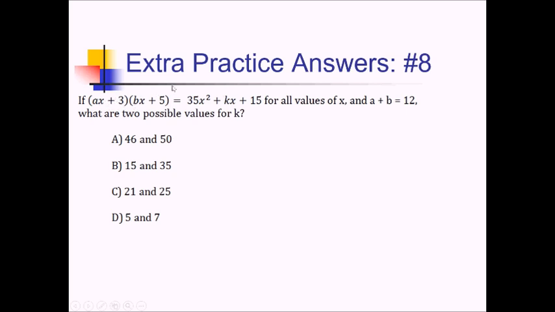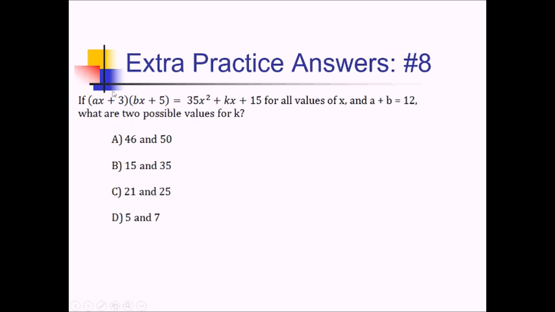My strategy here is I want to make the left side look like the right side of this equation. If I can do that, then whatever my coefficient of x is, that's going to be equivalent to this k that they've written over here on the right. So let me multiply out the left side by distributing, so basically foiling: first, outer, inner, last, or just distribute everything in the first parentheses to the second parentheses.